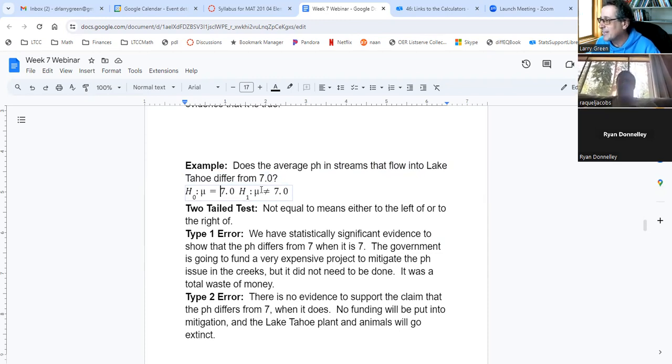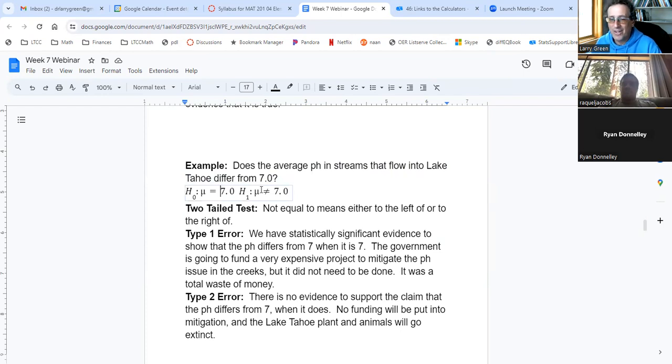So we're going to have an H naught, and it's not a proportion P anymore, because we're not doing a yes or no. We're measuring the pH, and when you measure the pH, you get a number. Hopefully you get something really close to 7, but you might get 4.2, and that's a disaster if you have a pH of 4.2 flowing into Lake Tahoe. Or you might get 9.3, which is also a disaster, too high a pH. Low is acidic, high is basic.